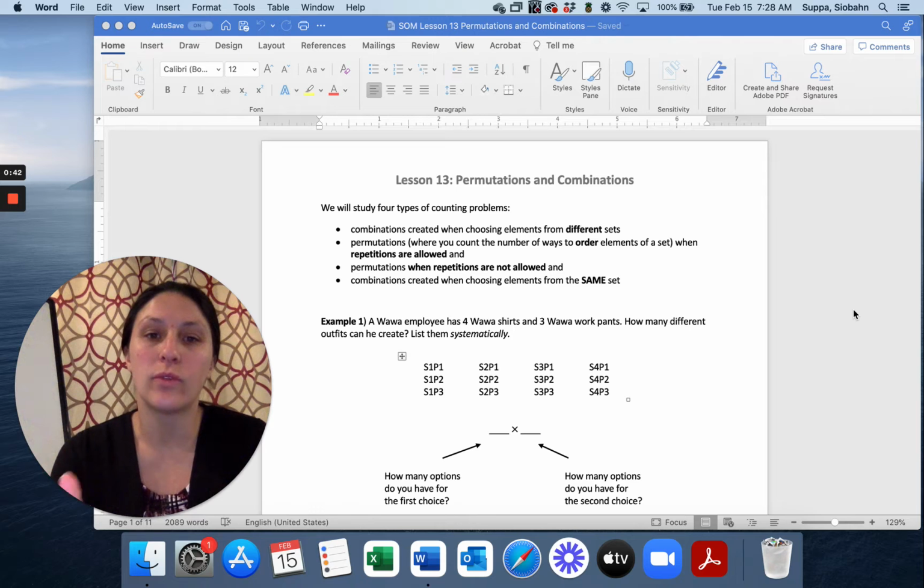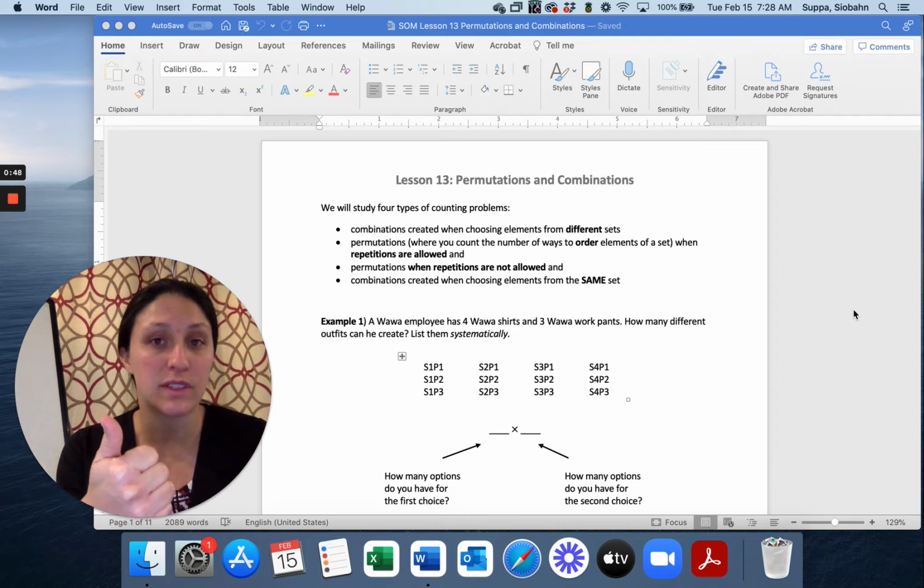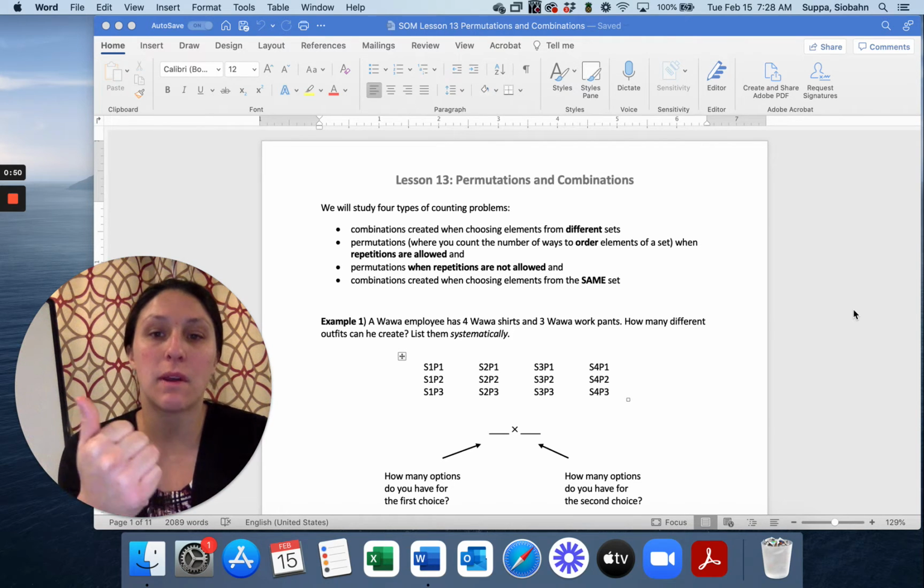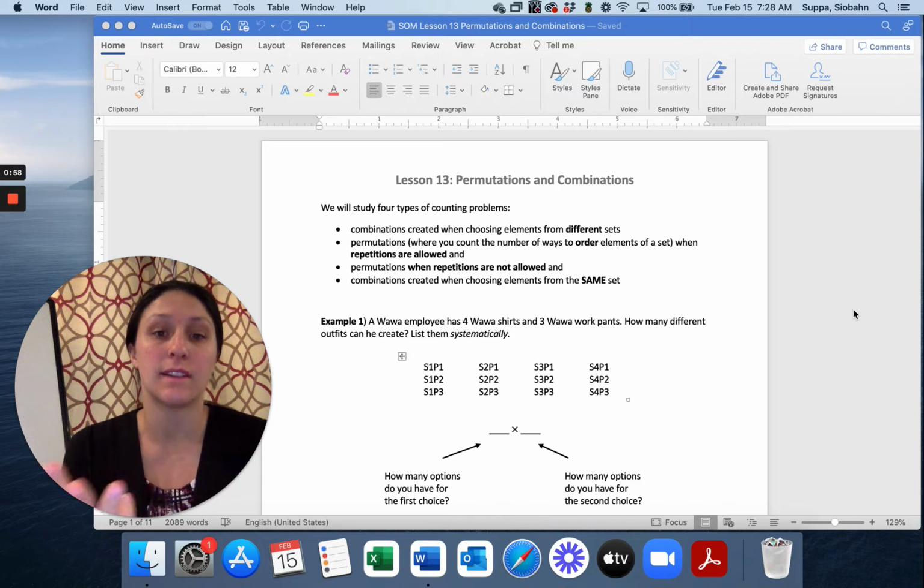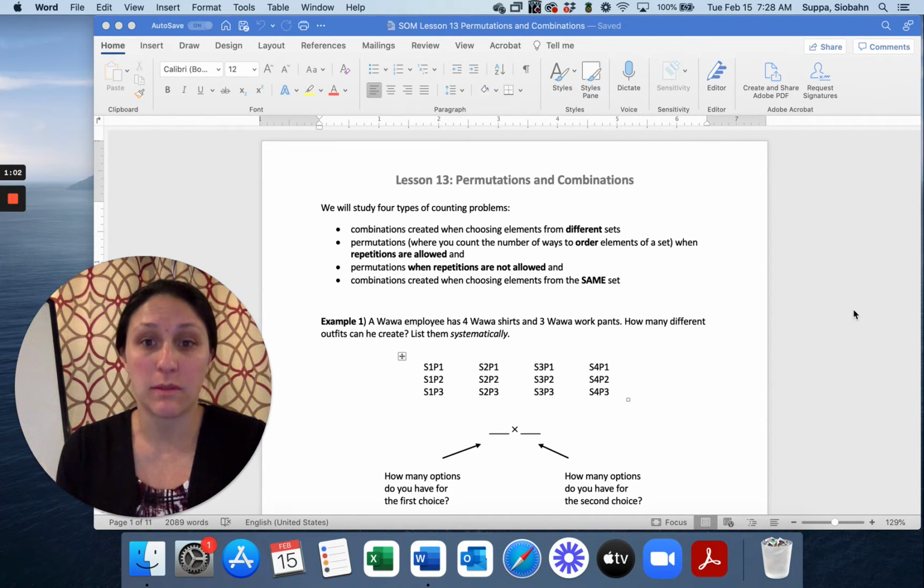We're going to study 4 types of counting problems. We're going to talk about combinations when you're choosing elements from different sets. We're going to talk about permutations when repetitions are allowed, permutations when repetitions are not allowed, and combinations when you're choosing elements from the same set. So we're going to do an example of each of these kinds of problems.